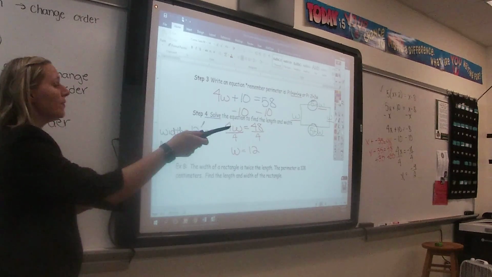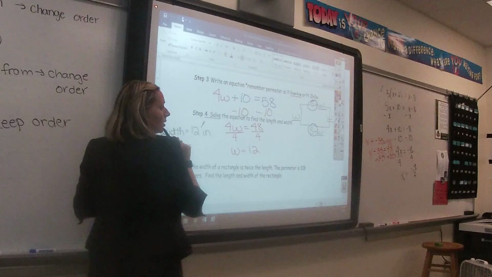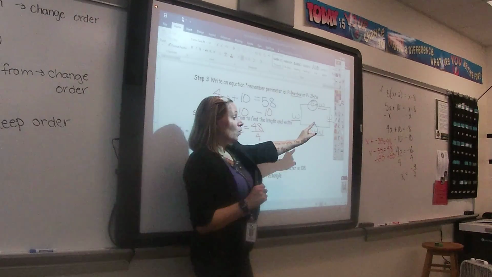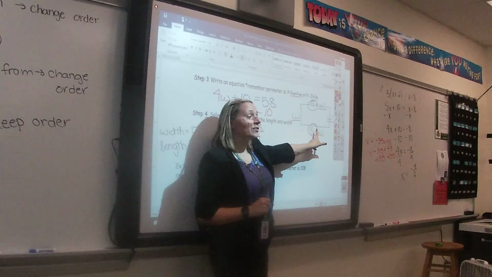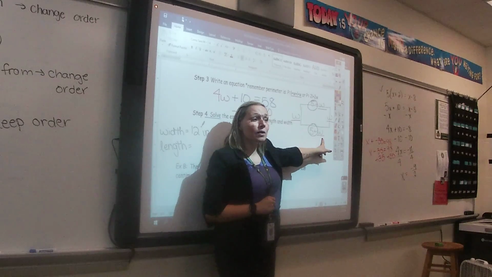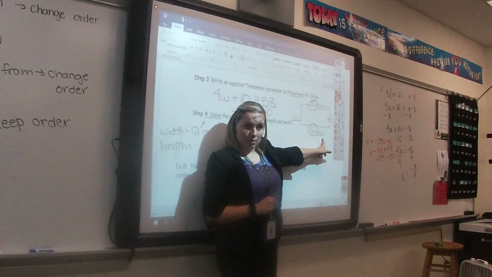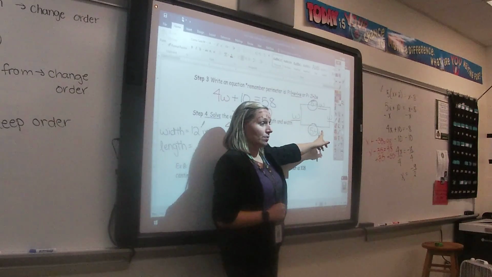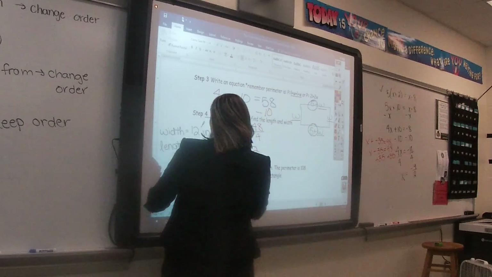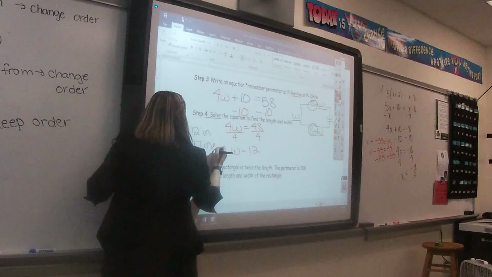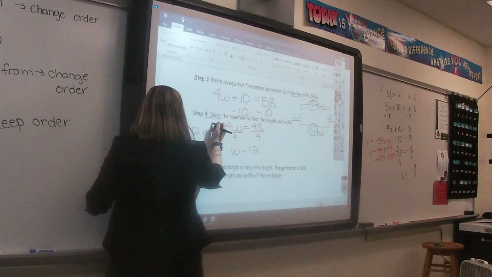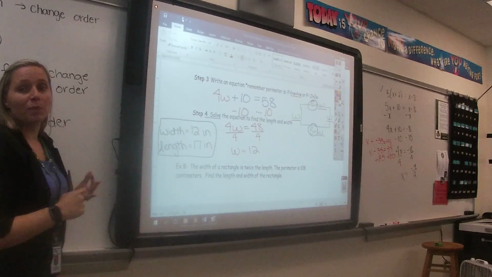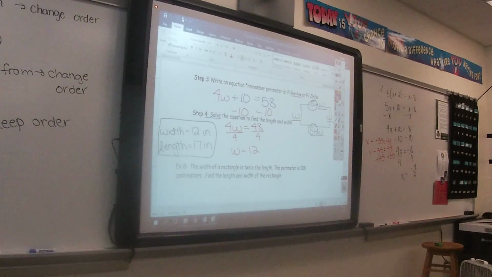17. Where'd you get 17? Because it says the length is 5 inches longer than the width. We said the length is 5 plus 12. I'm substituting this 12 back in for W. So 5 plus 12 is now 17 inches. And if we were to add up 12 plus 17 plus 12 plus 17, we better get an answer of 58.